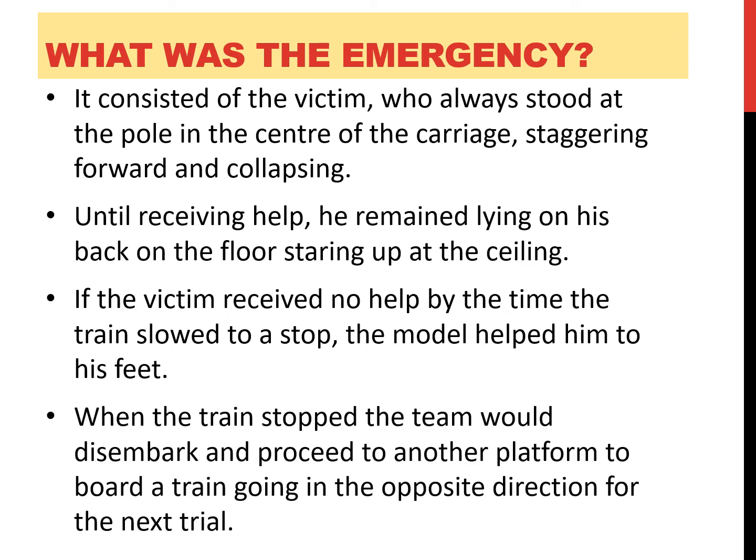Okay. And when the train stopped, the team would disembark. So everyone would get off that train, and then proceed to another platform to board a train going in the opposite direction for the next trial. So after the train stops, they get off and go to the platform going the opposite way, back toward the original place. So they would go like that, from Harlem to Bronx, and then from Bronx to Harlem again. So they go back and forth, that's all.